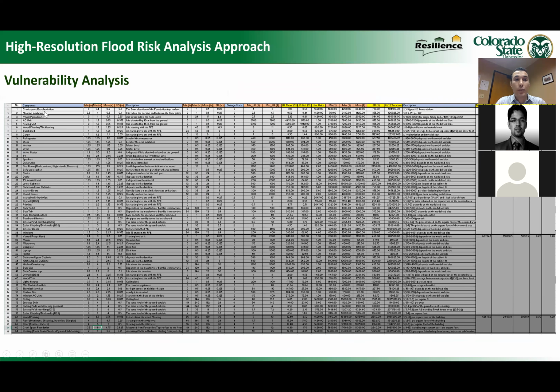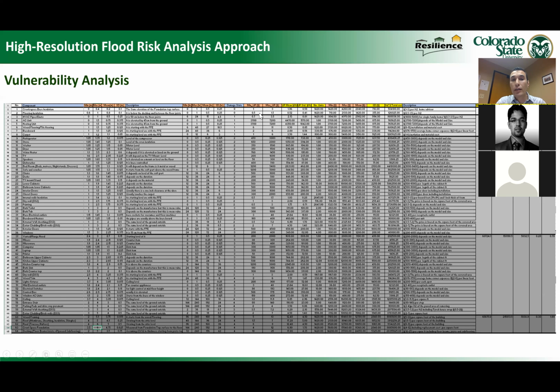So for archetype 1, we have 65 components. I have the minimum and maximum elevation of each component, and then we get the mean and standard deviation, a description of the elevation of the component, and also duration and resistance. And this is the cost analysis of the component.